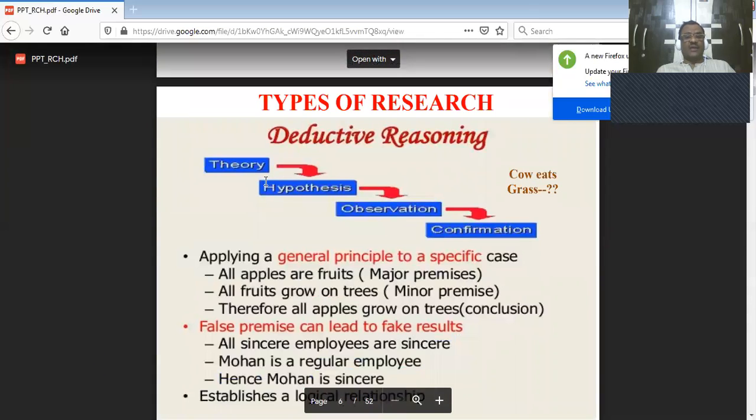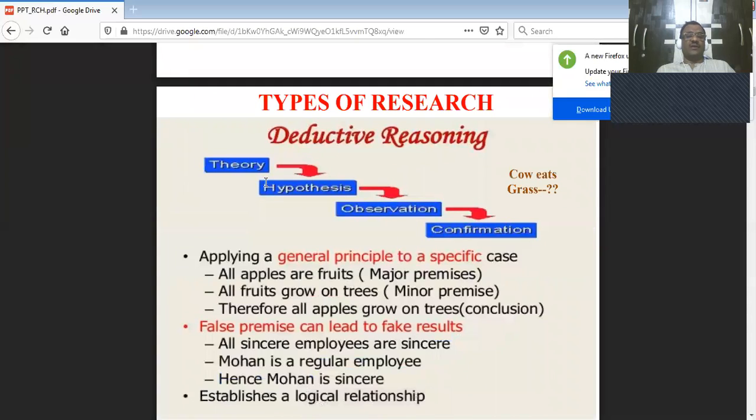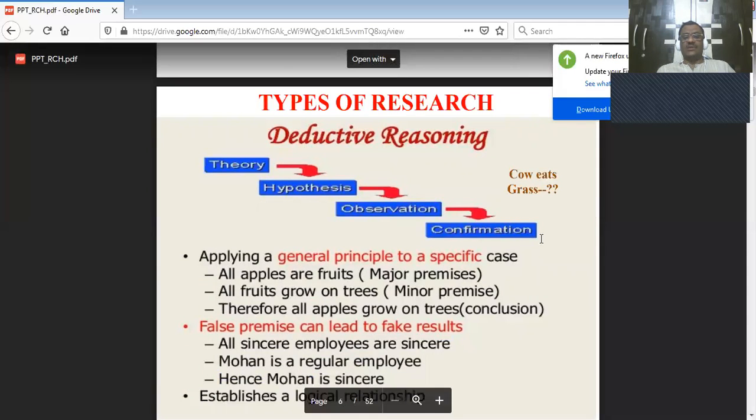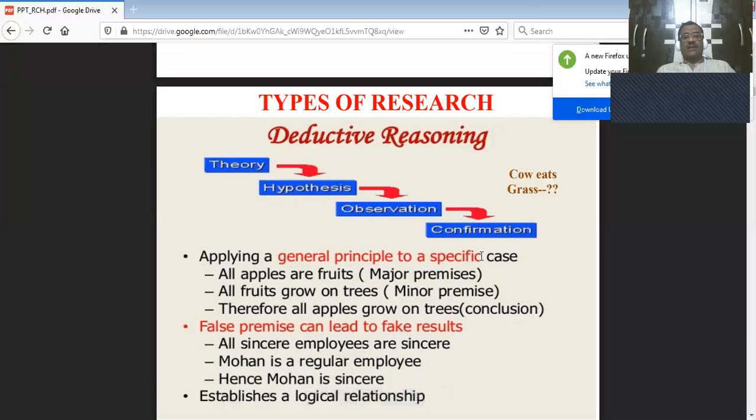If you say deductive reasoning, all deductive research starts with a theory, goes for a hypothesis, collects the particular data, and then confirms the data, analyzes the data, and gives the conclusion. I have taken an example: cow eats grass. That's what the theory says, that all cows eat grass. But if you look at the existing situation, there is something else to be addressed. Cow eats grass: applying general principles to a specific case and then getting its conclusions.